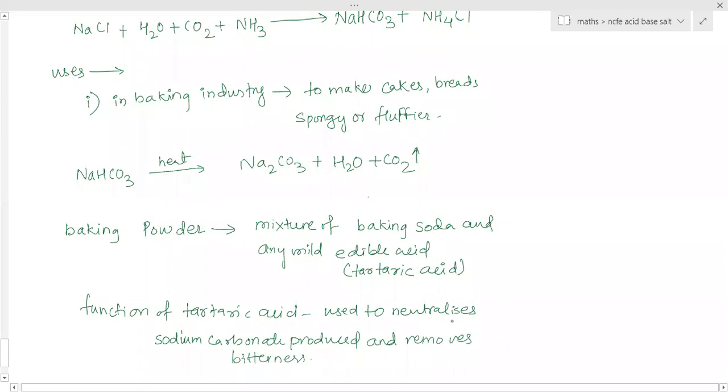So tartaric acid is used to neutralize the sodium carbonate that is produced, and it removes the bitterness. So for that function, the tartaric acid is very, very important.